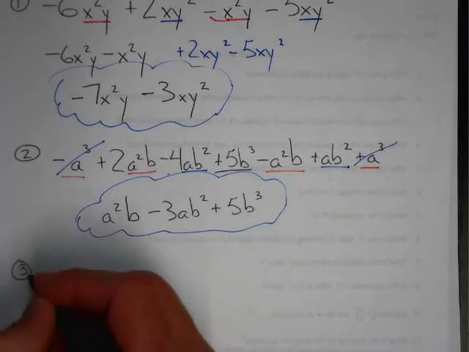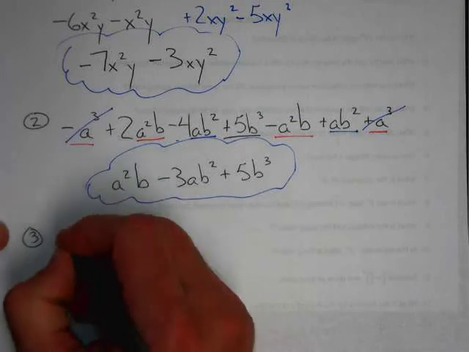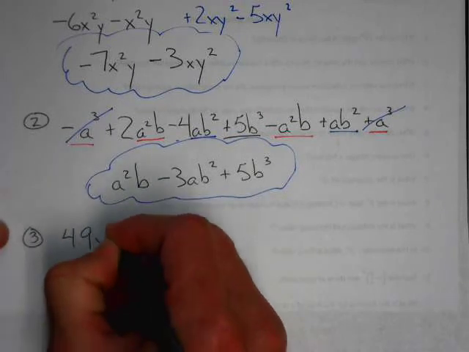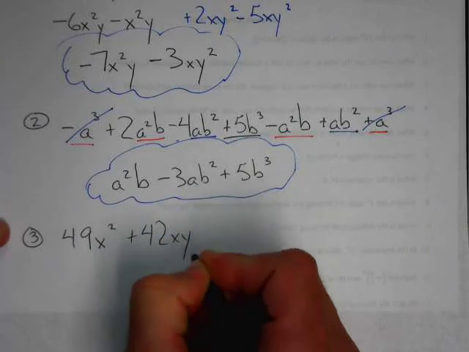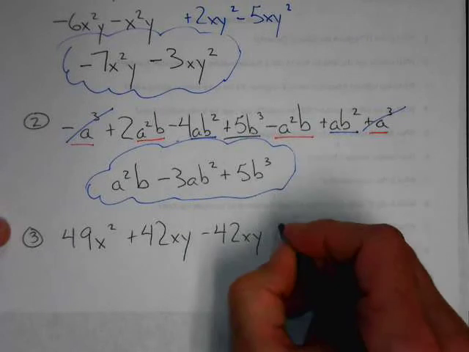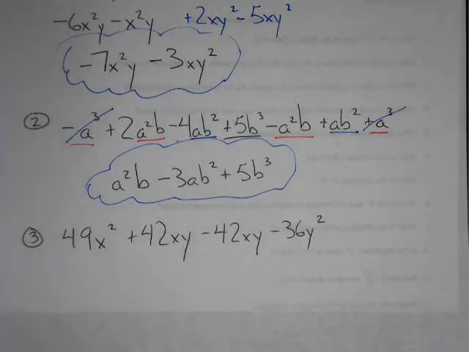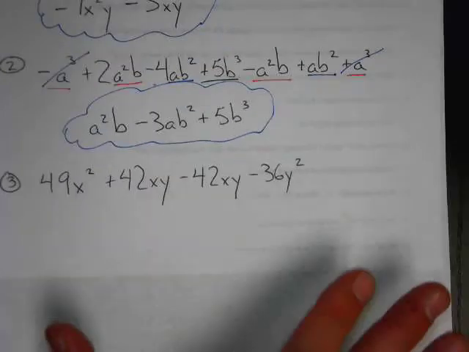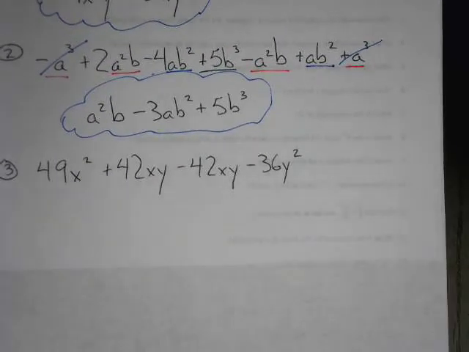Now, for number 3, do the same thing. I'm going to rewrite it thinking units of measure. I have 49x squared. I have plus 42xy. And then I have minus 42xy. And then minus 36y squared. Okay, so hopefully you see what's going to happen. I have a unit of measure, my x squared. There's no other x squared.